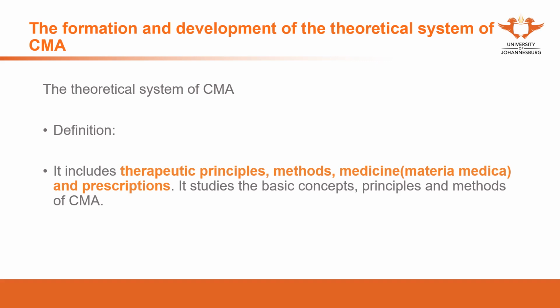The theoretic system of Chinese medicine and acupuncture. What does it mean? It includes the therapeutic principles, methods, medicine or materia medica, and prescriptions. We study the basic concepts, principles, and methods of Chinese medicine and acupuncture. So from the definition, you will see the theoretic system or the theories. What we study is the principles, the treatment method, the medicine, and the prescription, and the relationship among these four aspects. That's the theoretic system.